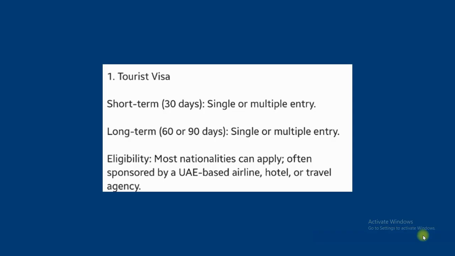What is the eligibility of tourist visa? Most nationalities can apply. So basically everyone can apply other than UAE people, often sponsored by a UAE based airline, hotel or travel agency. So if you have anyone in UAE or anyone who wants to provide the tourist visa, you can apply through those people. The most common sources where you will get this tourist visa are UAE based airlines, hotels as well as travel agencies.